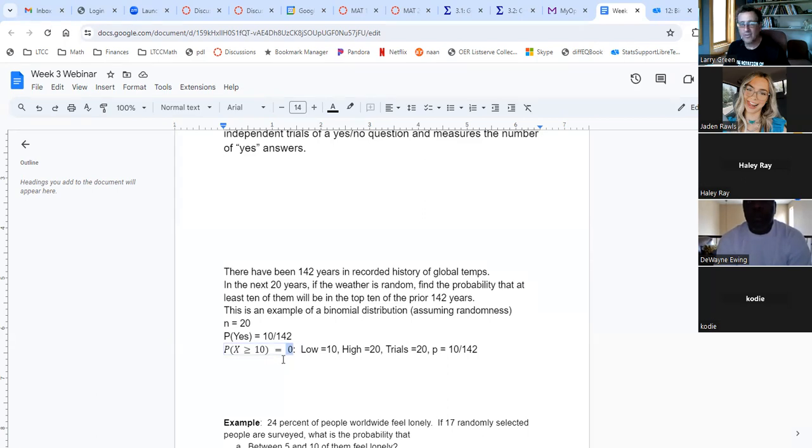Any thoughts? It tells you right here that this assumption that weather is random is wrong. This basically tells you that there is no question at all that we're in climate change right now. Does that make sense? Because this shouldn't happen.